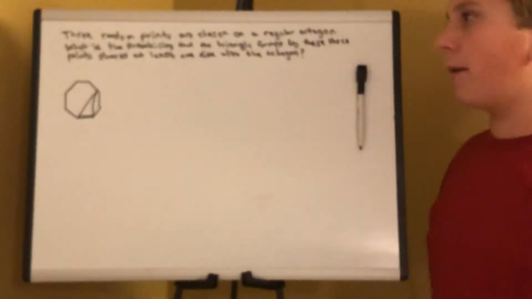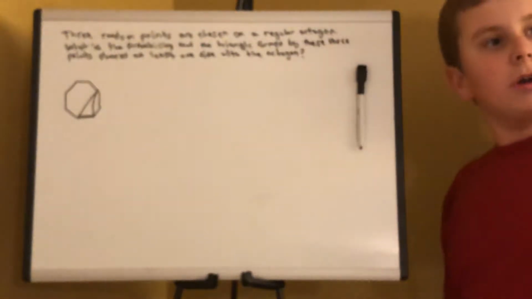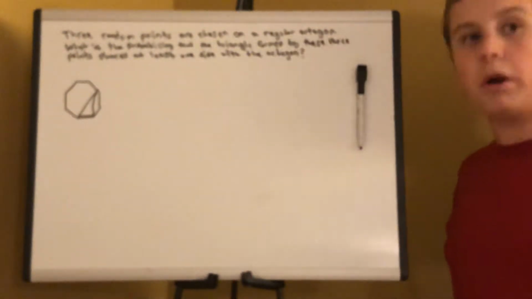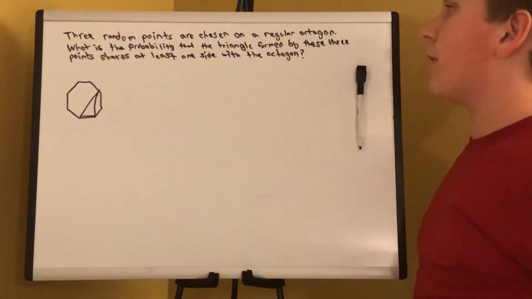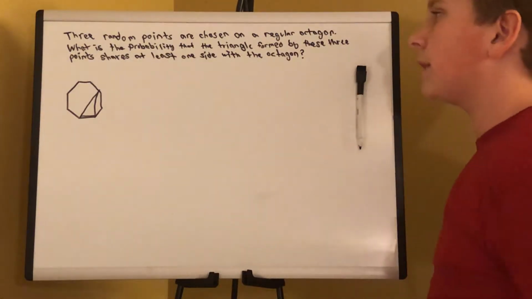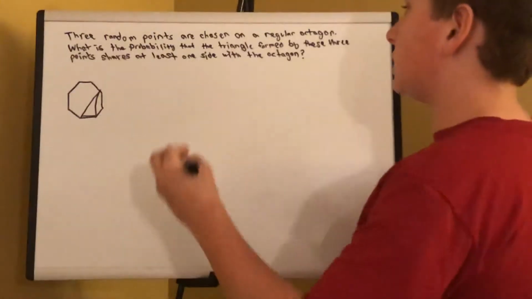But this is problem number 23 from last year's AMC 8. There's 25 questions and they get harder as you progress, so 23 is one of the hard ones. So 3 random points are chosen on a regular octagon. What's the probability that the triangle formed by these 3 points shares at least one side with the octagon?